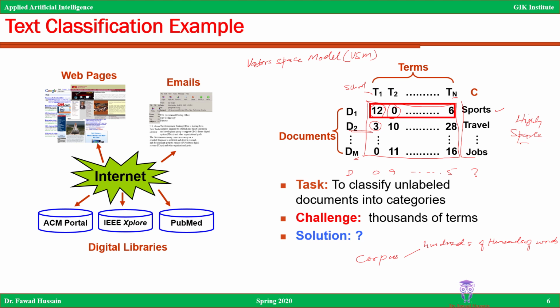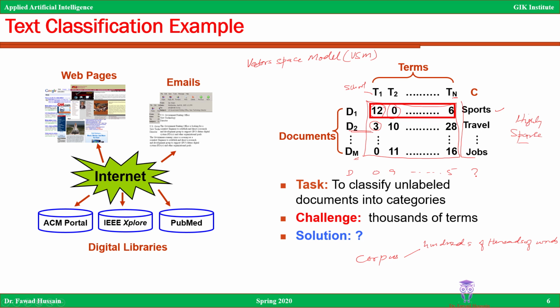But this is a standard form. It doesn't have to be documents and terms. It can be anything. For instance, we had the play tennis example, and that was also in the form of a matrix. It was exactly the same thing. It can be anything that can be represented as a matrix.